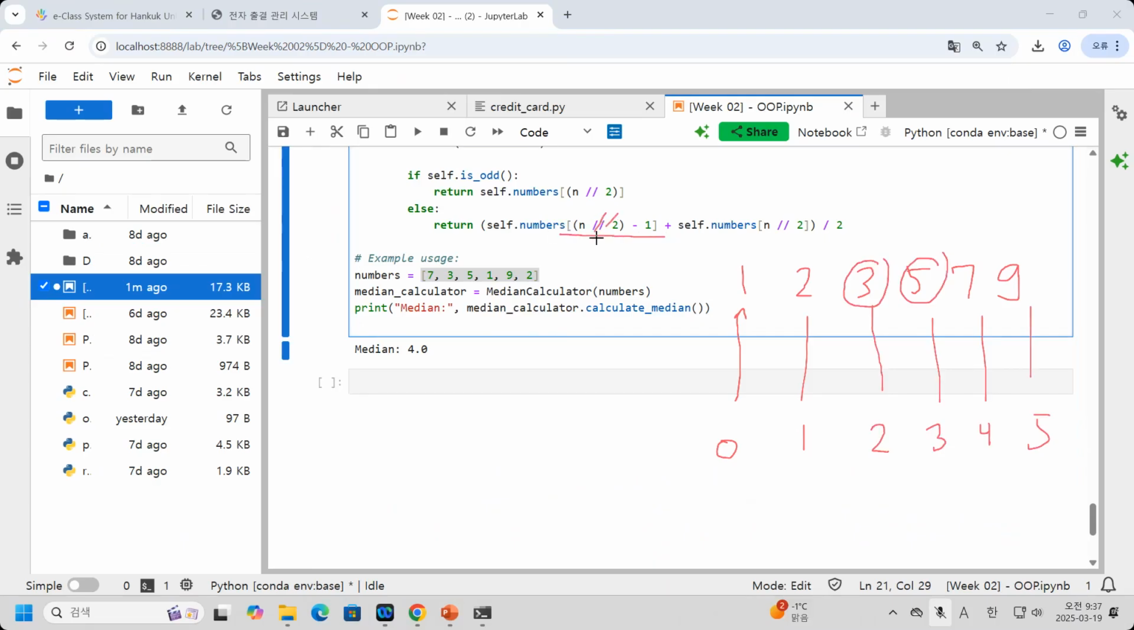And that's slash 2 minus 1. It means the data in index 2 plus the number in the index n slash 2, which is the data in index 3. Then we will do the addition and then we divide by 2. So 3 plus 5 divided by 2.